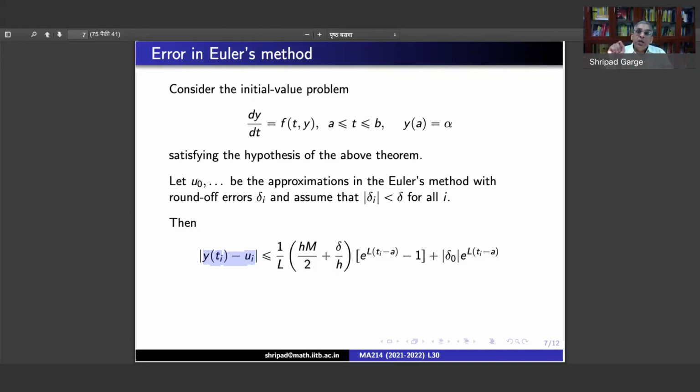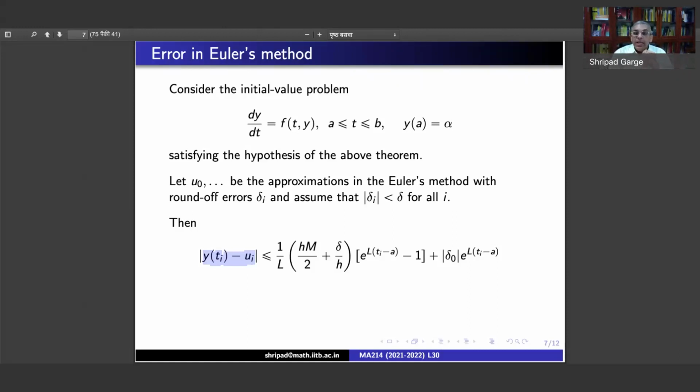So if your delta naught is 0, if your alpha happens to be an integer, or a rational number which has finite decimal expansion, then you will have the possibility that this delta naught might be 0. And in that case, this second part of the error will not occur. But the delta may still be there because it's the upper bound for all the round off errors. So this is what we have.